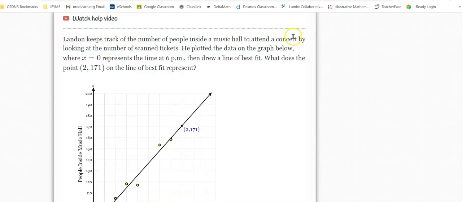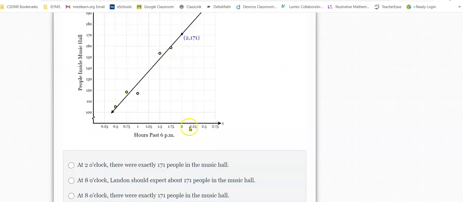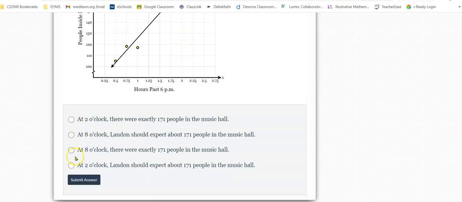So we're looking at this problem here about Landon, keeping track of the number of people inside a music hall. He plotted the data and drew a line of best fit. What does the point 2, 171 represent? So 2 is the hours past 6 p.m., so that must mean 2 hours past 6, or at 8 o'clock. And 171 is the people inside the music hall. So we're going to start with at 8 o'clock. So I know these two are incorrect because it's 2 hours past 6.